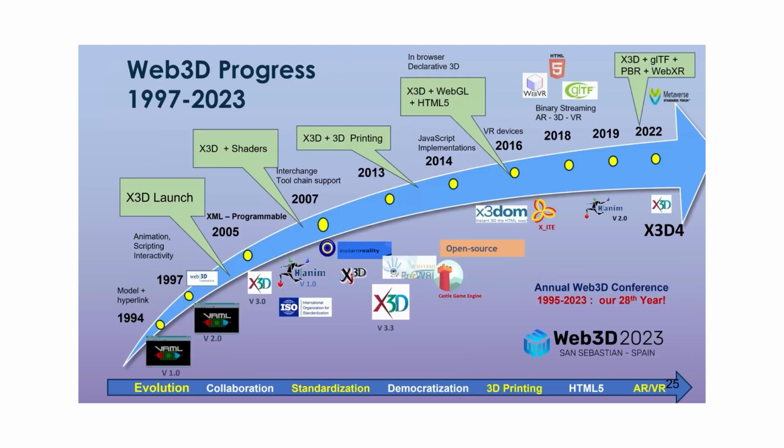This is again a busy slide, but we've been doing this since 1997. And over the years, we have extended X3D to add what the industry requirements are. From shaders, we went to 3D printers, and then we started supporting WebGL and HTML5, and now we have GLTF, PBR, and WebXR. And the next step would be the Metaverse. We are not there as yet, but that's what we're working towards. But over the years, we have grown, we have extended our standard, and here we are today.